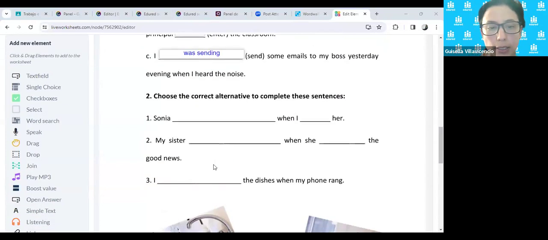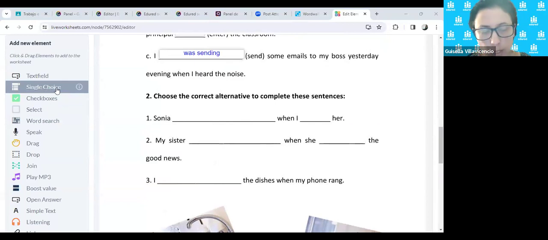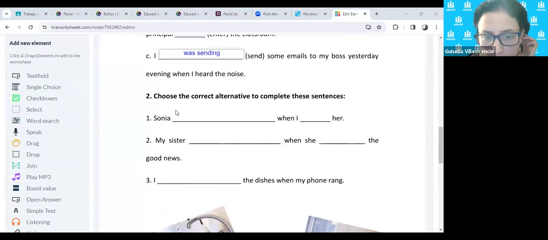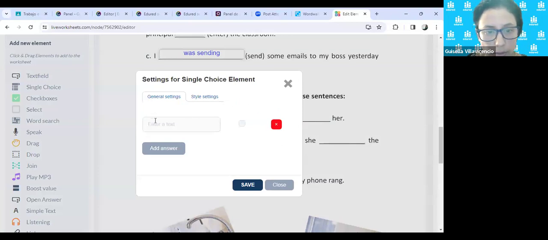Ahora la segunda es para que ellos elijan, porque mis instrucciones dicen choose. Entonces ellos van a elegir. Para ello, voy a usar la siguiente opción que dice single choice. Yo acá no lo he puesto, pero lo tengo aparte, porque sabía qué opciones hay que poner aquí. Acá es como esas flechitas que se despliegan, y acá el lapicito verde.